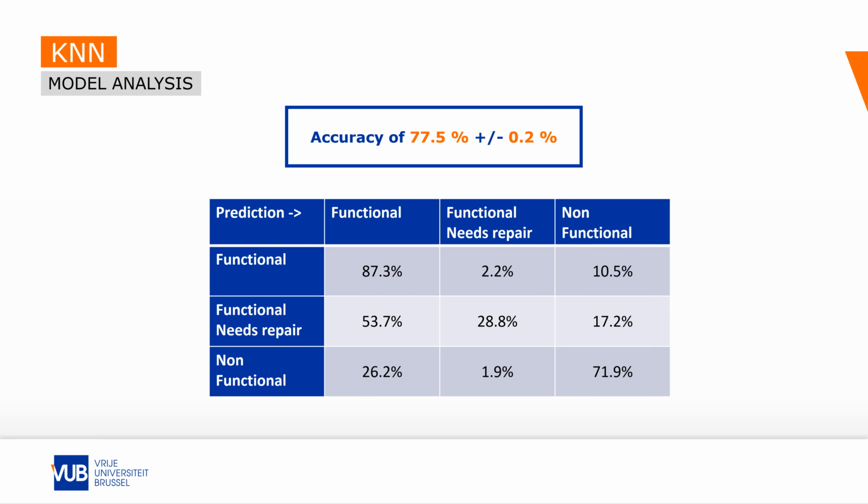The maximum accuracy reached using KNN was 77.5%. This is a good baseline model since KNN is quite fast and the accuracy is not that bad. Nevertheless, the classification rate of functional needs repair is poor, mostly due to the imbalanced dataset.